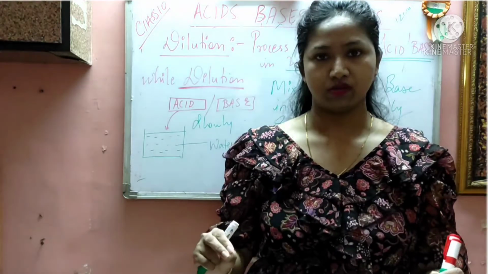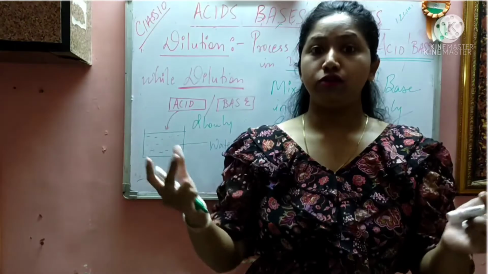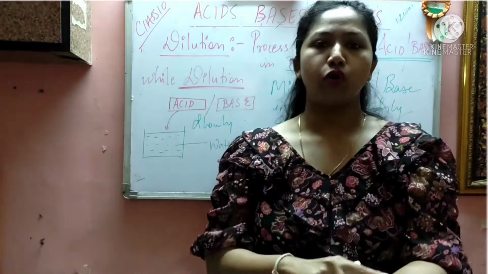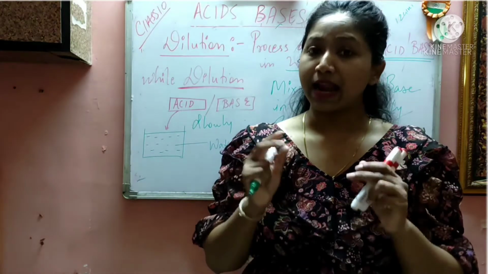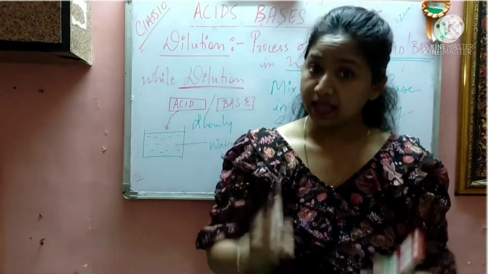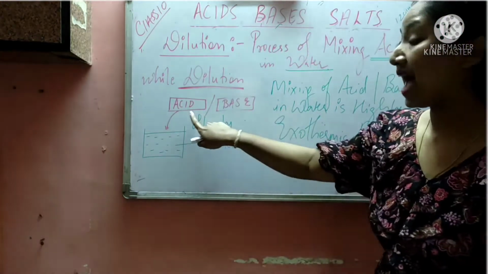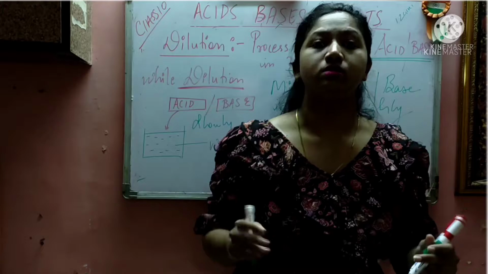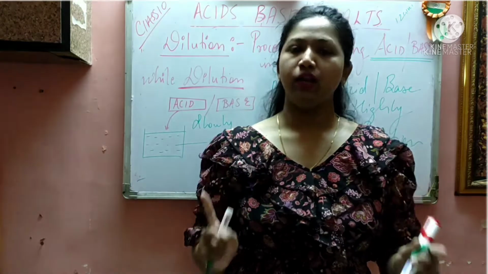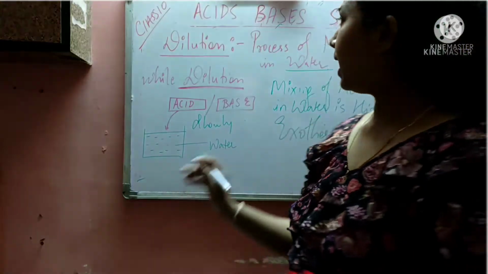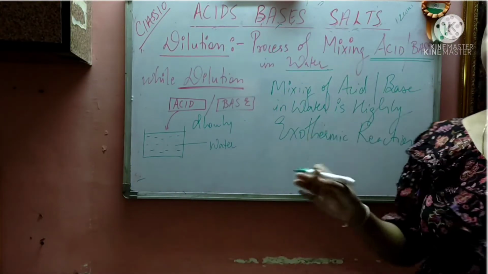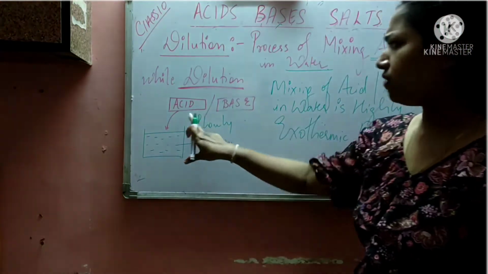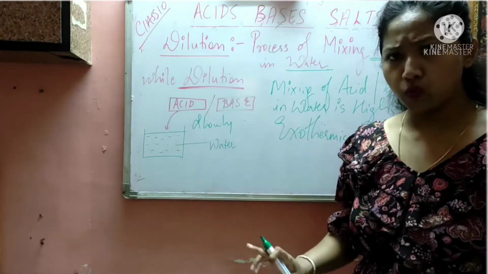It is extremely dangerous, because it leads to a splash of that mixture onto your skin, and the container might break. Hence, it is always preferred that you add acid or base slowly into water, with constant stirring. That's how dilution is preferred. Now, the process of mixing acid and base in water is called dilution.